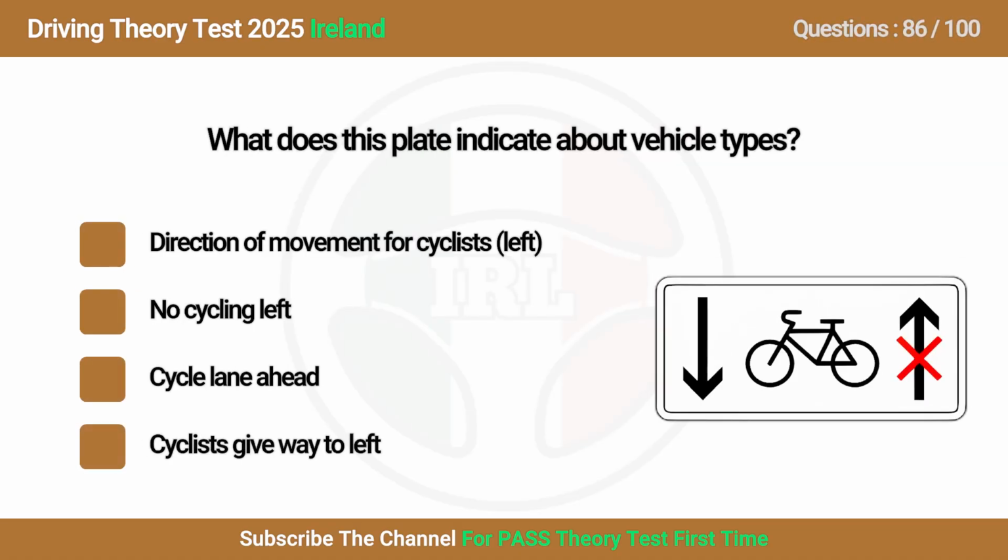Question 86. What does this plate indicate about vehicle types? A. Direction of movement for cyclists left. B. No cycling left. C. Cycle lane ahead. D. Cyclists give way to left.